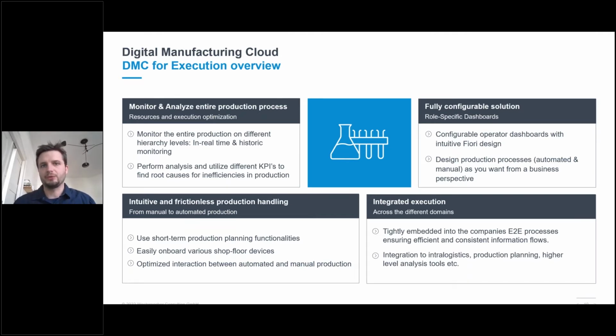And to round this up, we have an integrated execution. So we have, like I said before, integrations into the warehouse systems, the QM or quality management systems of the ERP system, so that all the information that is lying within the DMC is sent back to other execution systems or backend systems like the ERP system.